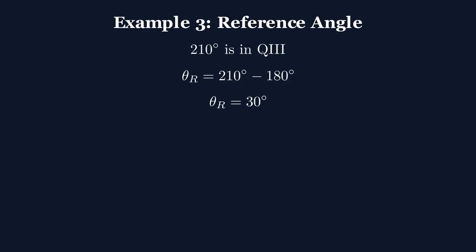Example 3. Find the reference angle for 210 degrees. 210 degrees is in quadrant 3. In quadrant 3, subtract 180 degrees. 210 minus 180 is 30. So the reference angle is 30 degrees.